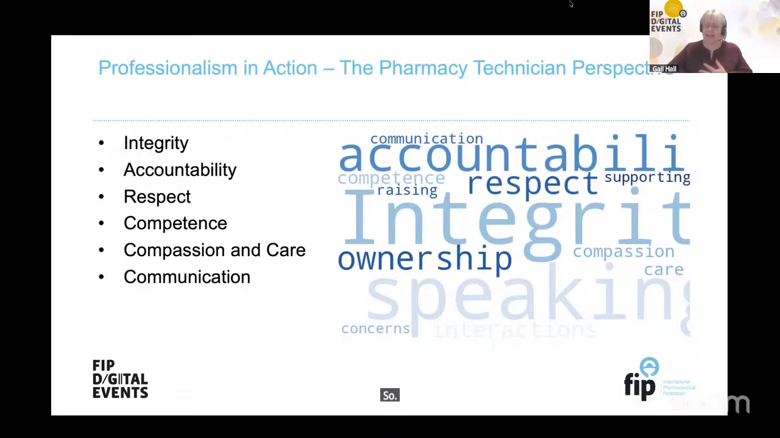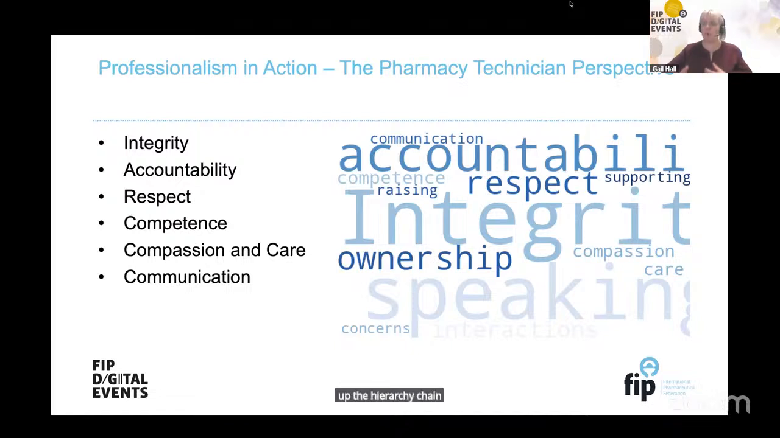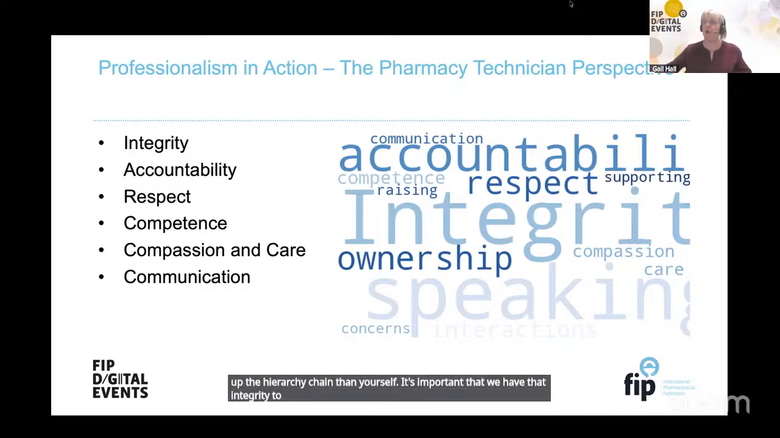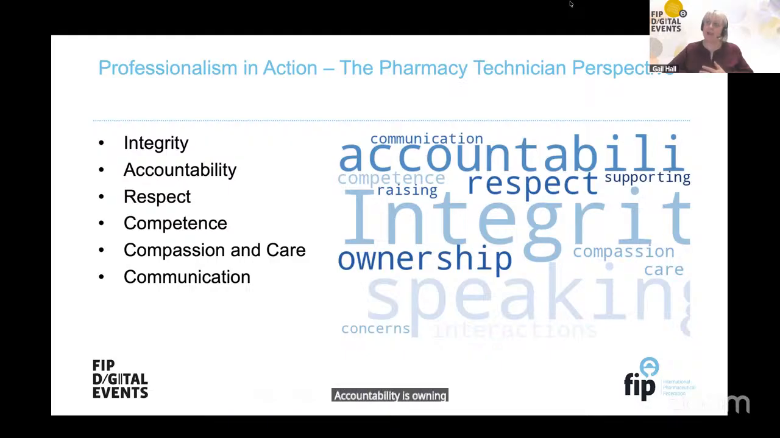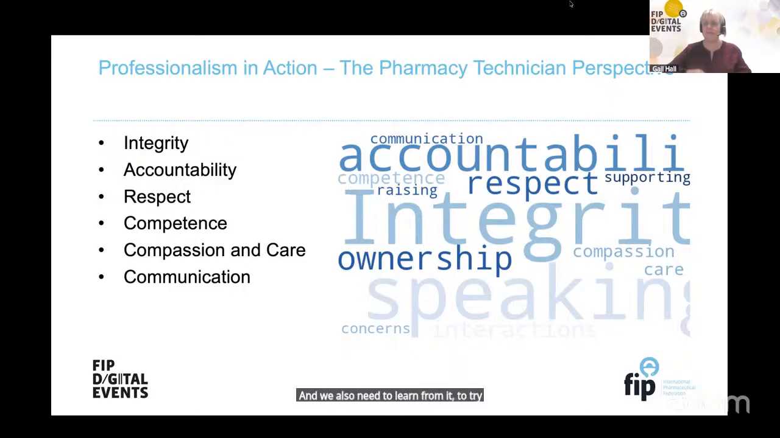Integrity is about speaking up, even if something doesn't seem right and it's uncomfortable to do so. If it's speaking up about something wrong that senior members of staff do, or somebody higher up the hierarchy than yourself, it's important that we have the integrity to speak up when we see something wrong. Accountability is owning our own actions, whether that's a dispensing error or a missed opportunity to support a patient. We need to recognise that that has happened and acknowledge it. And we also need to learn from it to try to prevent it from happening again.